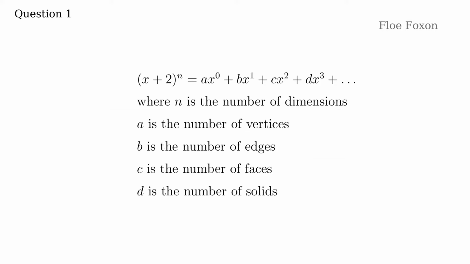We take (x + 2)^n, and we can expand this into the familiar form of a polynomial, which looks like some coefficient a times x to the power of 0, which is 1, plus some coefficient b times x to the power of 1, plus some coefficient c times x squared, plus some coefficient d times x cubed, and so on. The values of a, b, c, d, etc. will depend on the value of n, and in this case n is the number of dimensions for our geometric objects. I've written an ellipsis here because we could keep on writing terms with higher powers of x even if the coefficients are equal to 0.